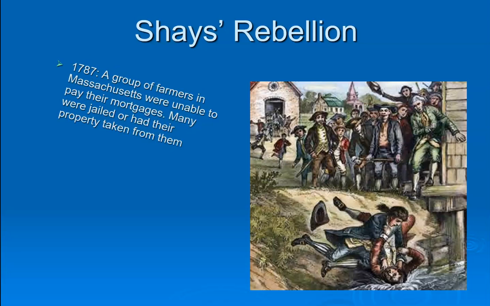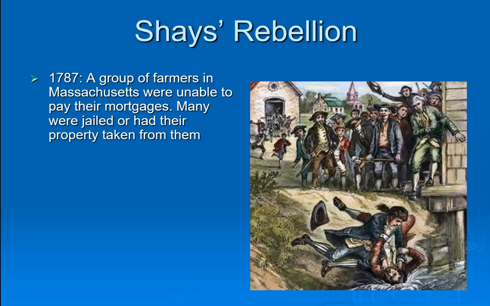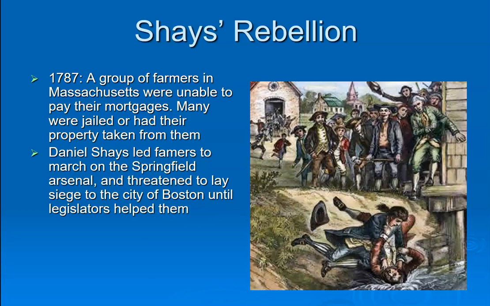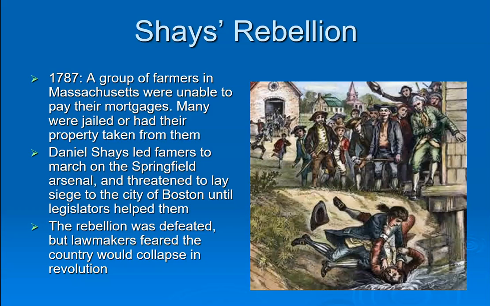And in 1787, a group of farmers in Massachusetts were unable to pay their mortgages. Many of them were jailed or had their property taken from them. So Daniel Shays led farmers to march on the Springfield Arsenal and threatened to lay siege to the city of Boston unless legislators helped them. The rebellion was defeated, but lawmakers feared the country would collapse in revolution, which is going to set the stage for something else.